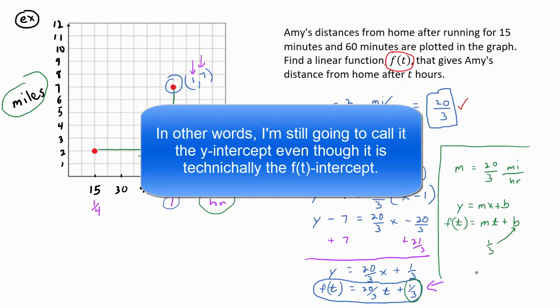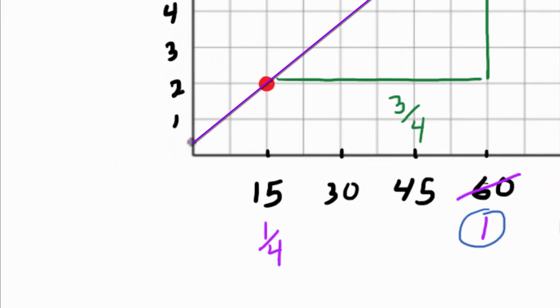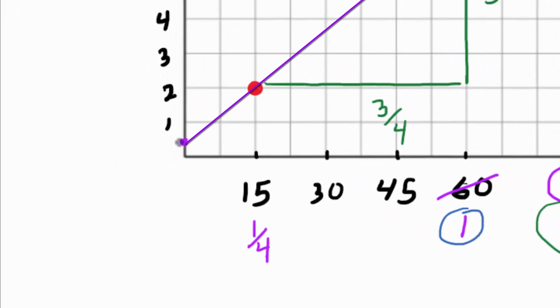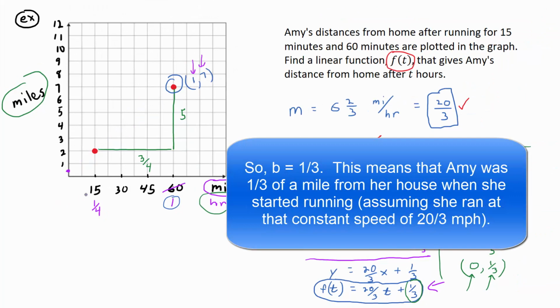So what does that mean? Well, remember, the y-intercept is a point, and it has coordinates 0, 1/3, 0, comma b. So what that means is Amy was 1/3 of a mile from her house at time 0 when she started running. In other words, assuming she runs at a constant speed so that we have a straight line here, the y-intercept, if you extend the line here, is going to be right about here. So she didn't start running when she was at her house. She started running when she was 1/3 of a mile from her house.